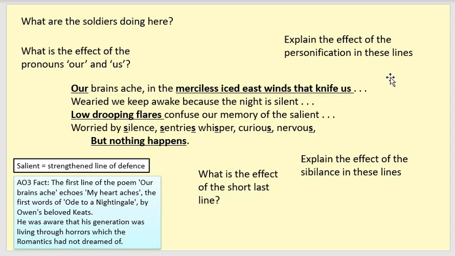We have this idea in war that it's constant battle, constant gunfire, but here Owen's talking about how actually the weather is far more of a threat than the enemy could ever be. And he uses this kind of violent imagery to talk about how merciless and brutal the winds are.